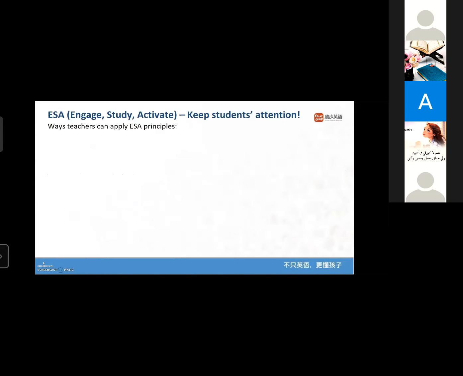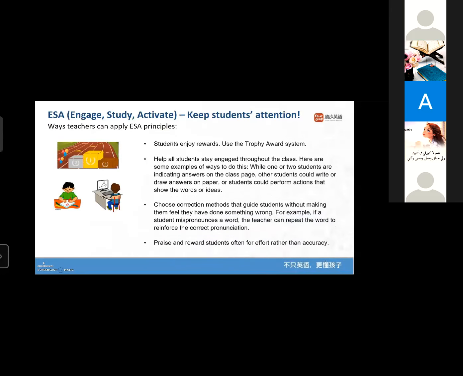Teachers can promote the underlying principles of the ESA model by considering ways to keep students' attention and interest. For example, teachers can give students trophies throughout the class to reward good work and effort. At the end of class, teachers can promote students' good work and effort by displaying students' screens on podiums to show how well students did and to assign medals for good participation, speaking, listening, and other performance.